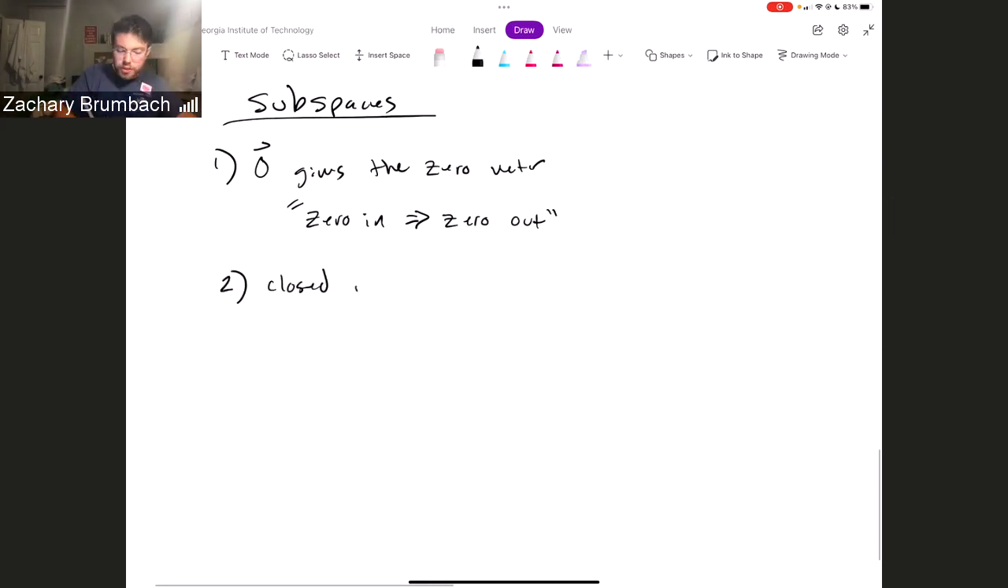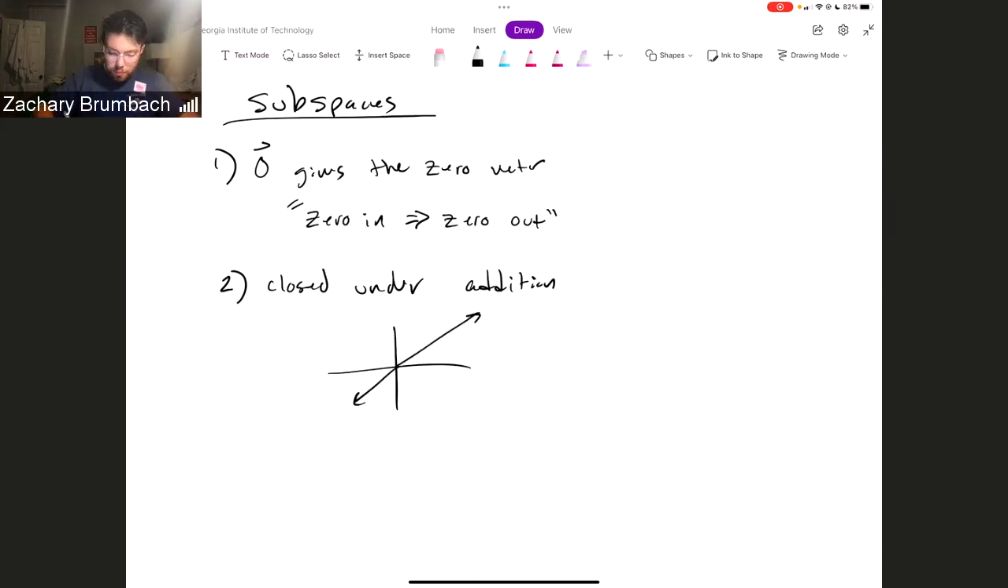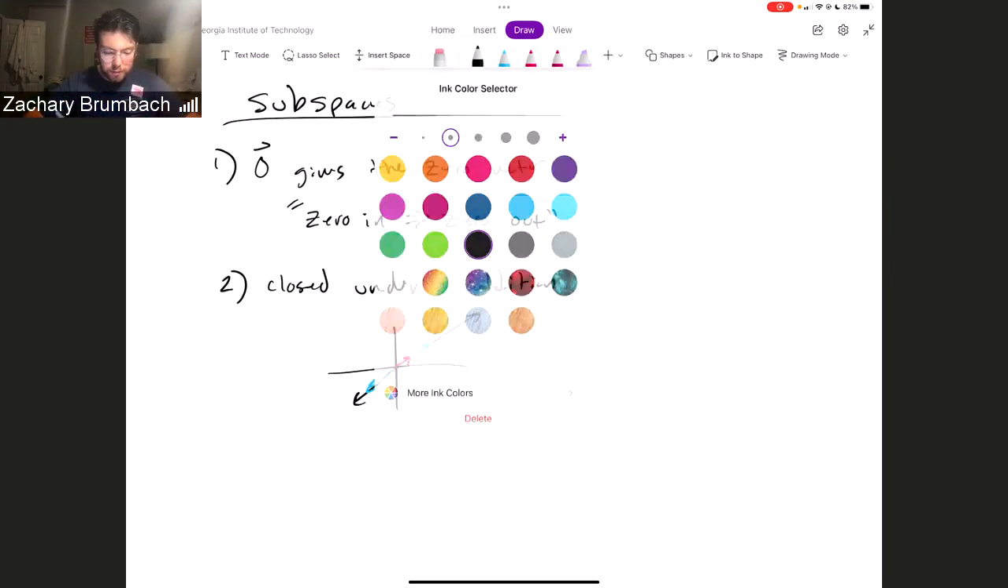So 2, closed under addition. Any two vectors in the space have to add to be in the space, okay? A good way to think about that is we have a graph, and I have my span, okay? If I pick a vector, and I pick a second vector, if I add them, they're going to stay on this line, okay? You can think if you have a plane in R3 that goes through the origin, whenever you add two vectors, it'll still be on the plane. Okay, think of it as within the span of that sort of stuff.